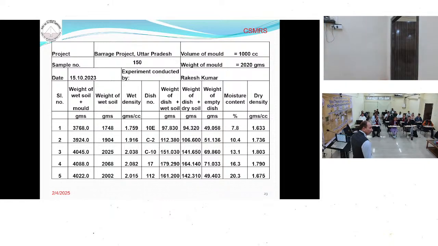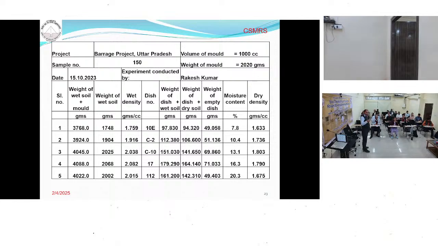So this is the data of one test. Here you can see, initially, the weight of the mold is increasing: 3768, 3924, 4045, 4028. It starts decreasing, then stop the test. Now, this is the wet weight of the soil, and this is the wet density, 1.759. This is the moisture content we have decided for each cycle.